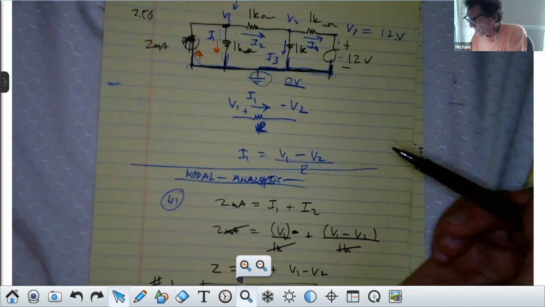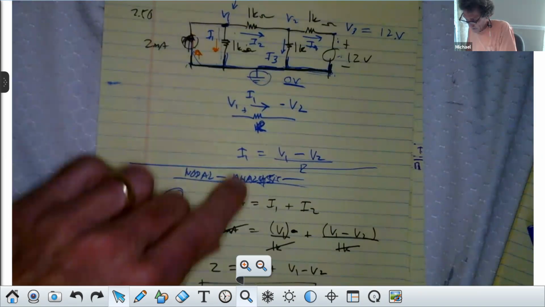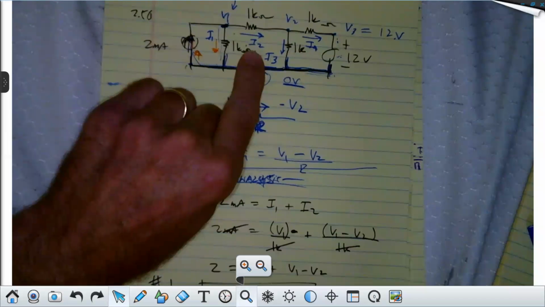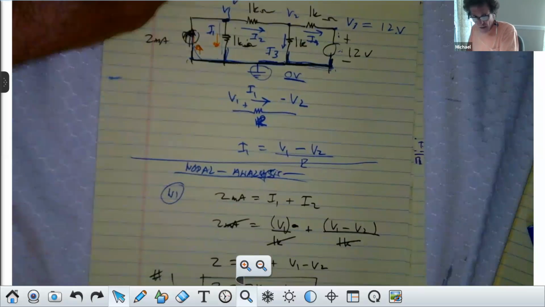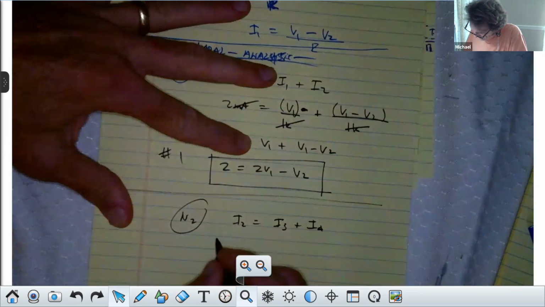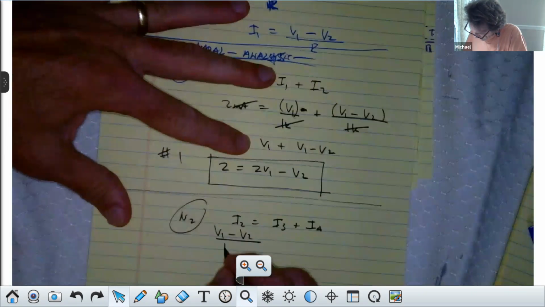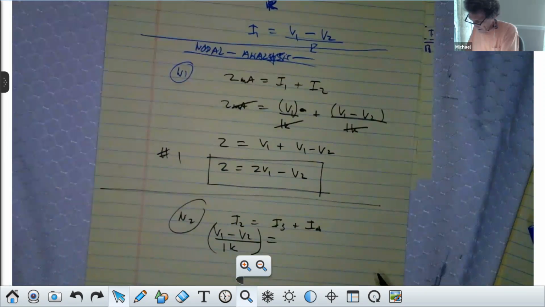Ready? All right, what is I2 equal to in terms of voltages? Just take a look at this. Anyone? V1 minus V2 over 1K. All right, now I'll put that down here. So I'm going to put it's equal to V1 minus V2 divided by 1K. That's I2, correct? Everybody? Yes. All right.